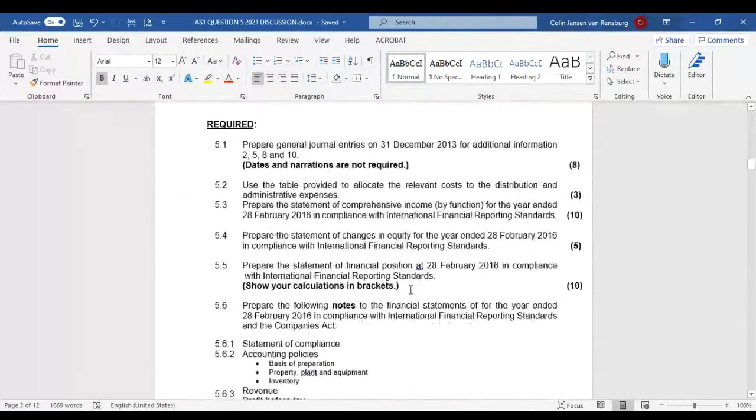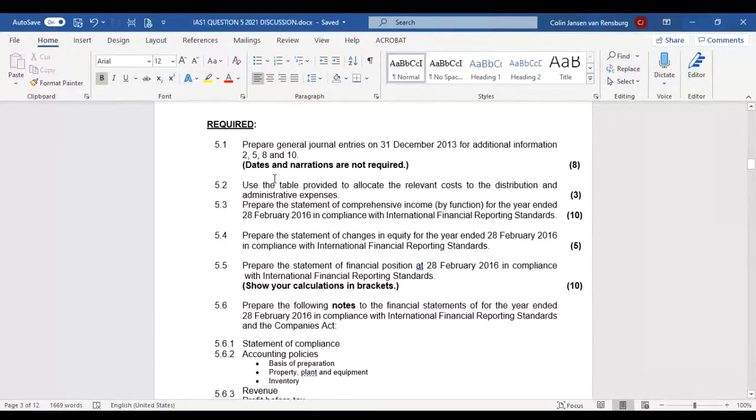I already mentioned in the email where I announced the link that this is comprehensive, and that if you can master this question, you can go up two steps of the ladder in becoming a professional accountant. Okay, so what is required of us? Let's just work through that first.